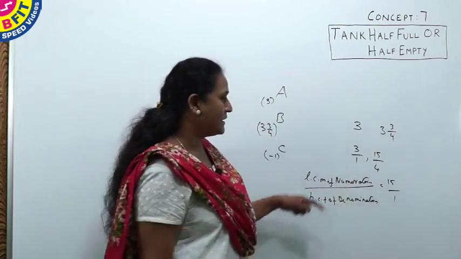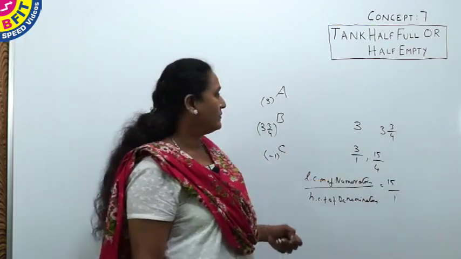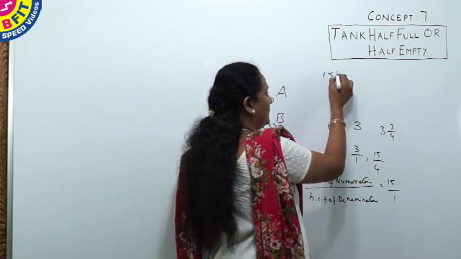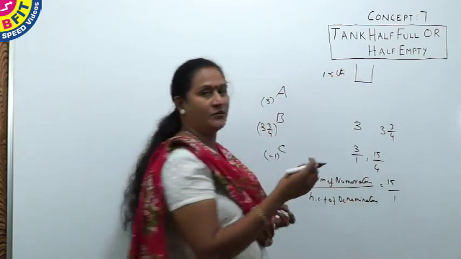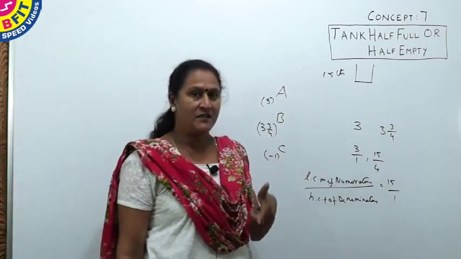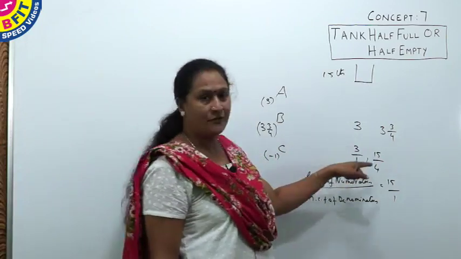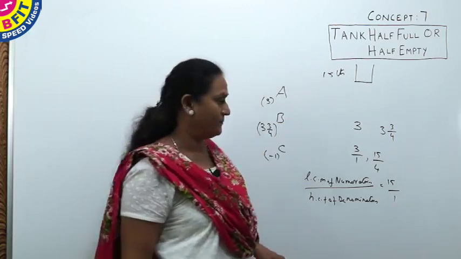Now what is the LCM for 3 and 15/4? It is 15. So now we assume that there is a tank of capacity 15 liters and we can proceed. So the LCM for fractions is very easy to work out. Find the LCM for the numerators and take the HCF for the denominators. So the LCM for 3 and 3 3/4 is 15.